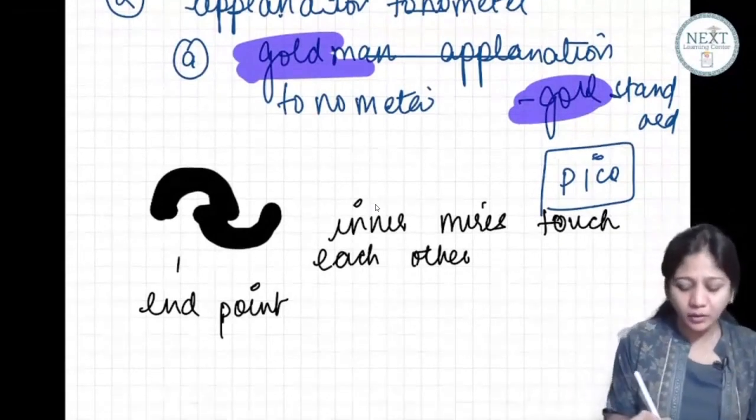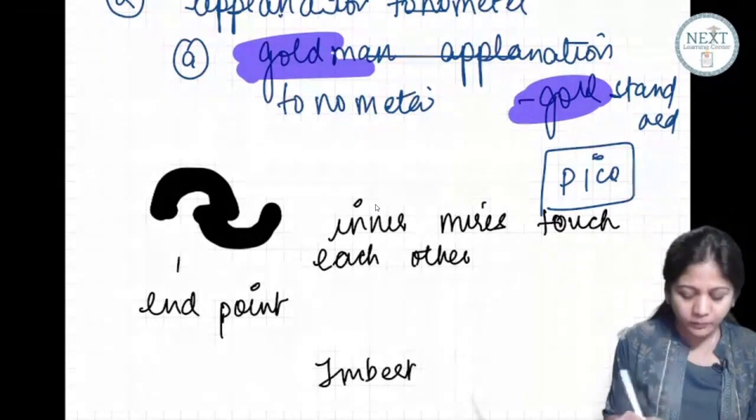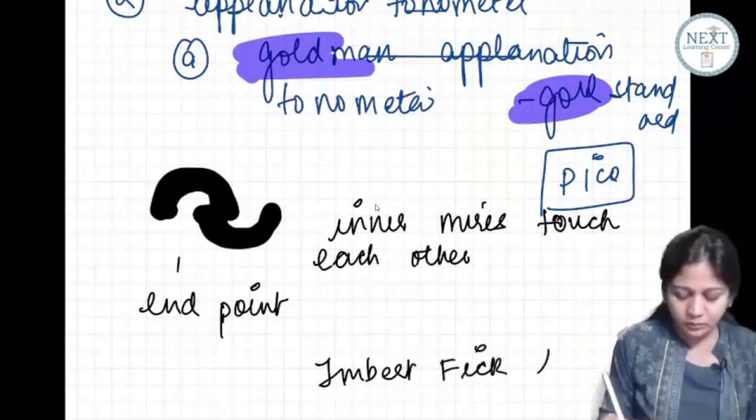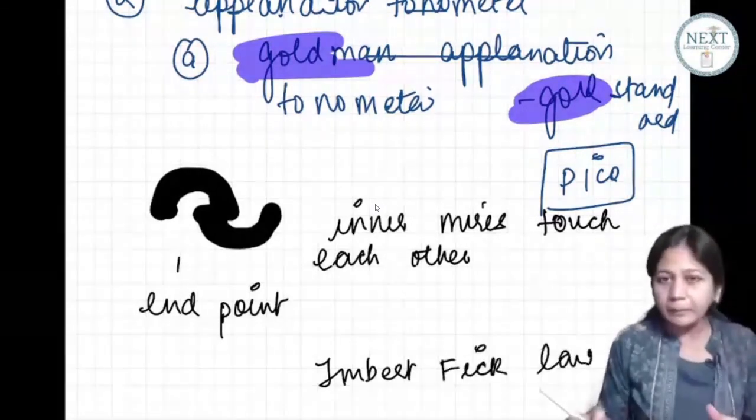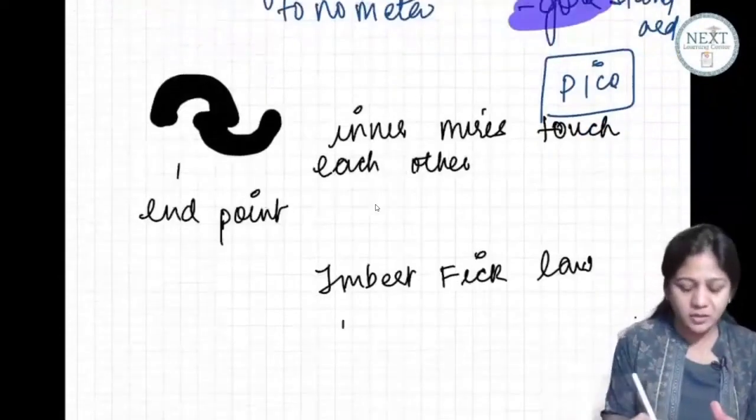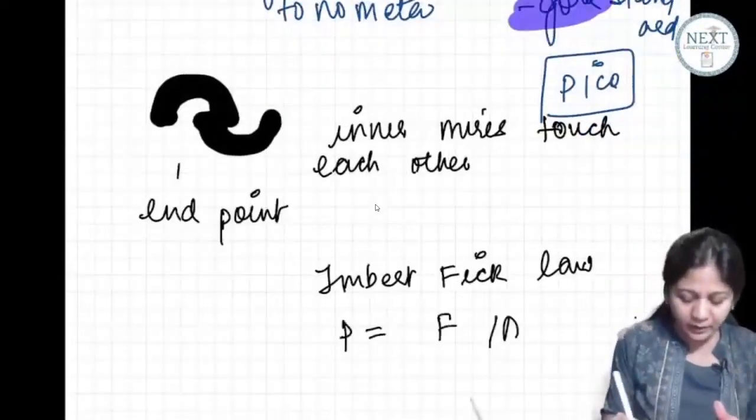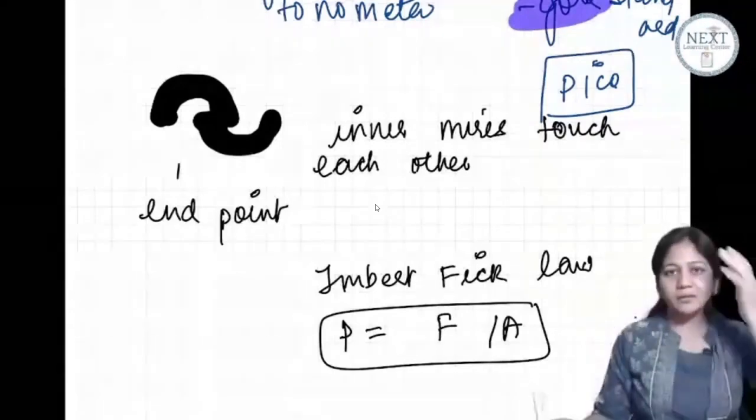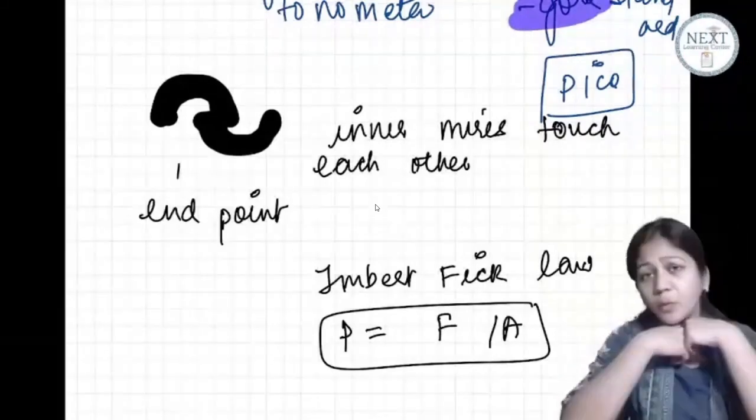What is the name of the law? This law is Imbert-Fick law. You must remember from physics, we have read that pressure is equal to force upon area. This is what we have learned in our 11th standard. Pressure is equal to force upon area.